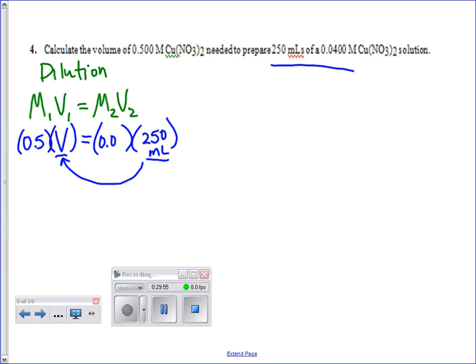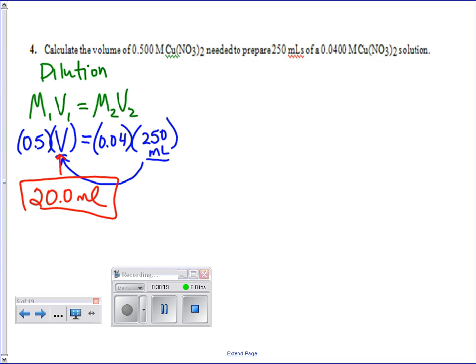0.04. I'm sorry, that's not the stock solution. My bad. This is what we're going to. Our stock solution is the more concentrated one. All right, so we want 250 mils of a 0.04, and we're starting with 0.5. How much of that 0.5 do we need? 20.0 mils.